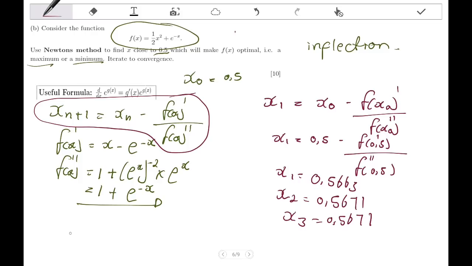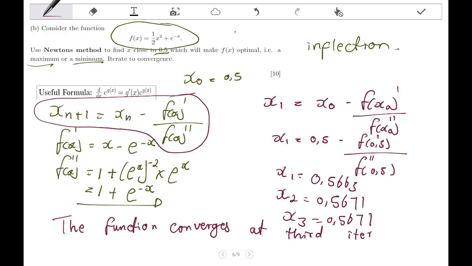Therefore, that means the function converges at third iteration. And then you have to stop. Just do that iteration, and then you have to stop on the third iteration, because it's where the function starts to converge. Then let's move on to the next question.